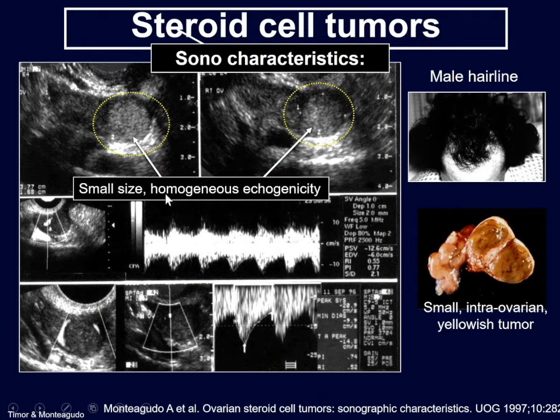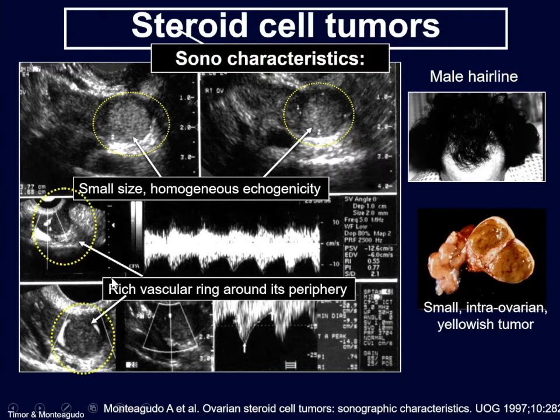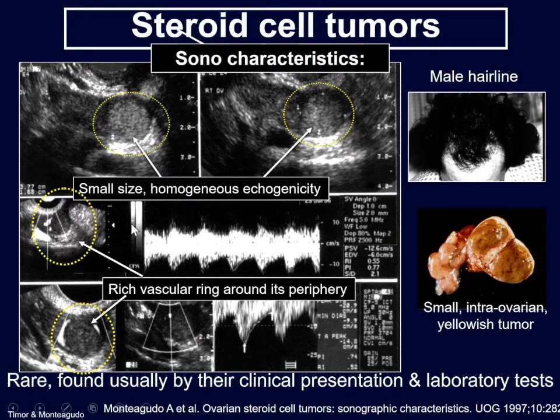They have small size, homogeneous echogenicity, and when you apply the Doppler, you will see a vascular ring around them, exactly as you see in corpora lutea, and definitely this also is because they are highly vascularized. They have to carry away the hormonal product that they are famous for. Rarely found. Usually they are found by their clinical presentation or by laboratory tests.